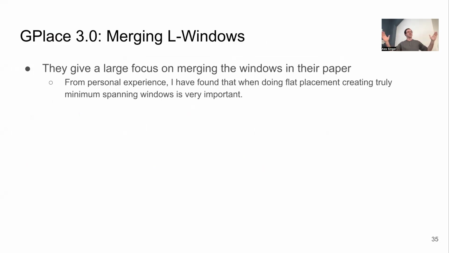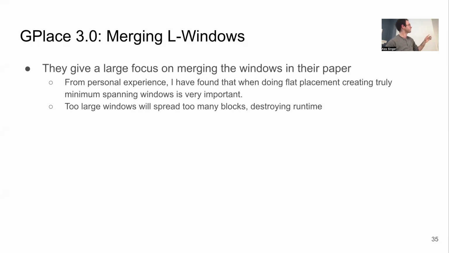If you overestimate by making your windows too large, things spread more than you expect and things take way longer. Because if I made the window too large, I'm going to start picking up blocks that are not already pretty legalized and start to move them farther away from where they want to be. It causes a lot of problems. So trying to actually create truly minimum spanning windows is very important. So they spent a very long time on this.